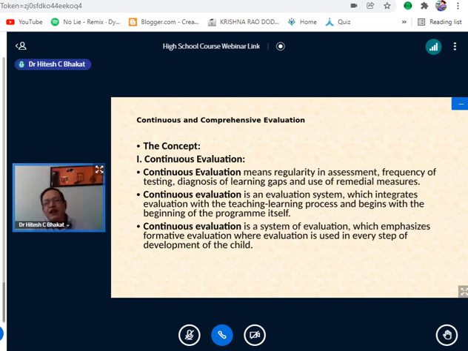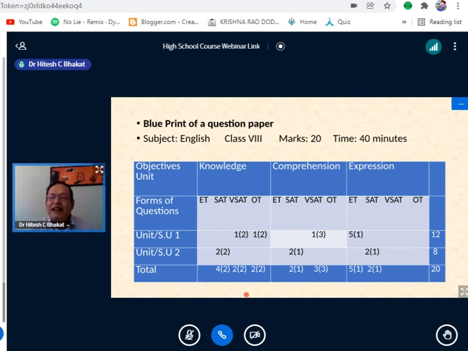Now, value point again. When I say this, look at this expression question, 5 mark question, 1 question. Now, in 5 mark questions, how many points do you want children to write? Your student should write at least 5 points, yes or no? These 5 points, each point is called a value point.